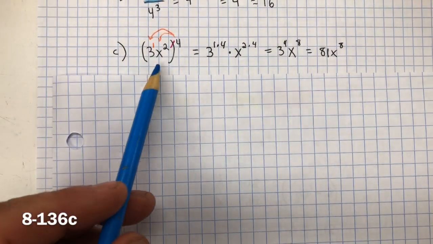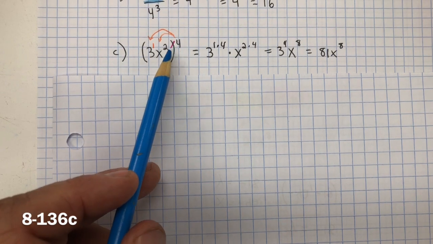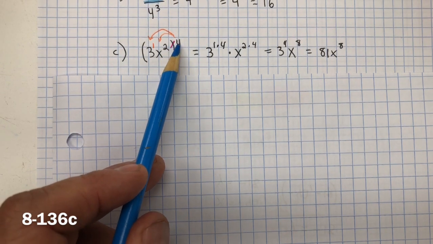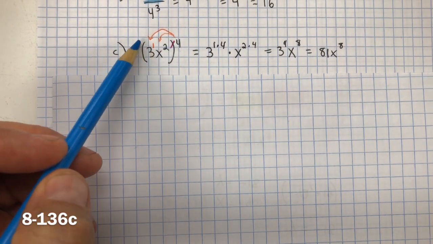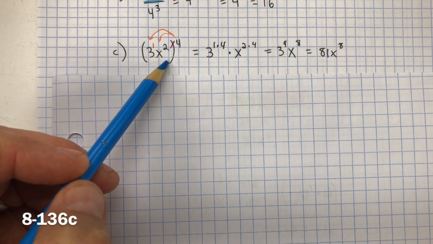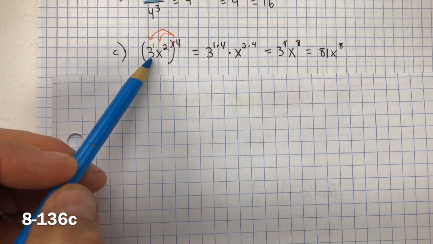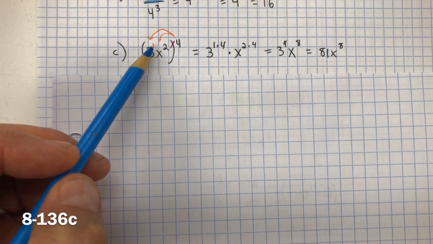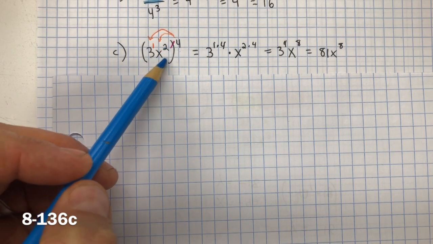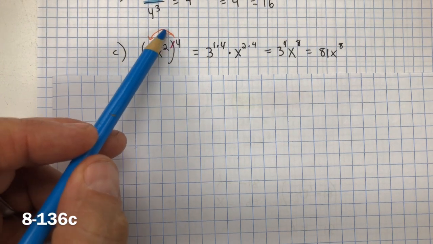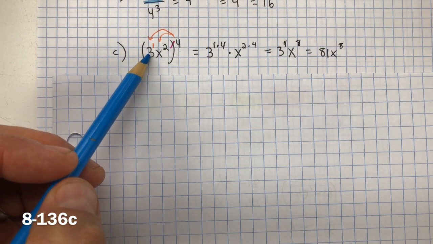In problem C, we have to distribute this exponent, the 4. So when you have a power raised to a power, you multiply. And when you're multiplying, if it's in parentheses, this exponent is distributed to both terms. The 3 is a term, so we have 3 to the first, and then x squared is a term. So there's 2 terms, and that's why you're distributing it to both of these. And I put a 1 here because anything to the first power is itself.